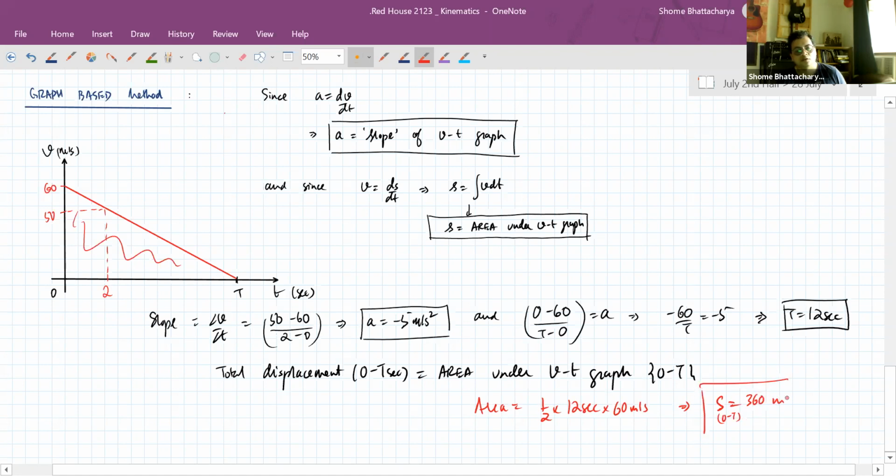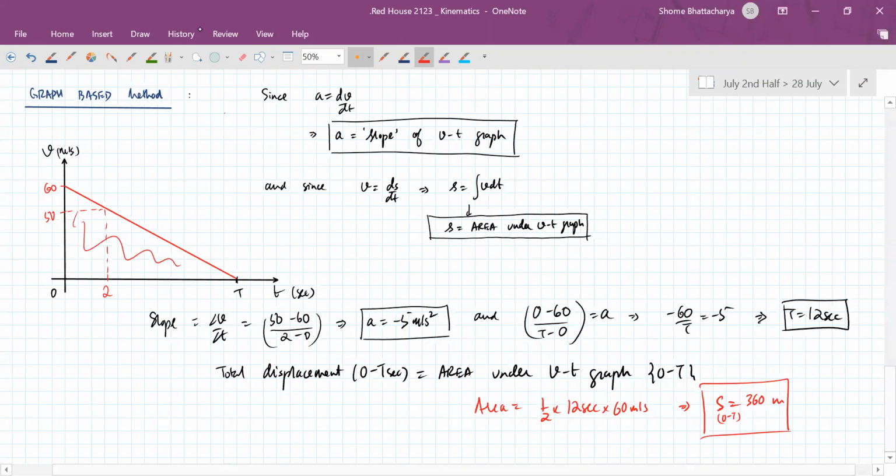Okay. So these are the two different approaches by which we can solve any problem of this type. It's really a matter of choice which approach you want to go for. It's not that one method is particularly faster than the other in this kind of situation. You can go for the graph method, you can go for the formula method. You should know both the methods.